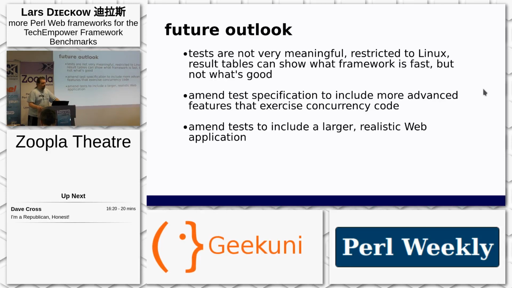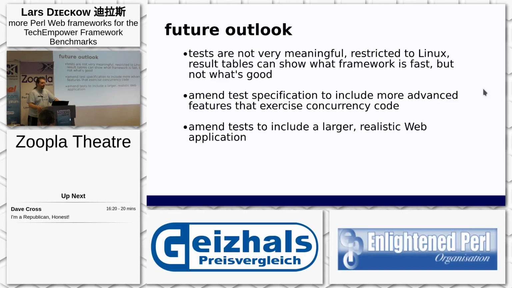Now, of course, the downside, these tests are not actually very meaningful, because it is restricted to Linux, and the point of all these different web servers is, of course, that they behave differently on different operating systems and environments. There are some that perform better on Windows, for example. And these result tables can only show which framework is fast, but not what's good, because that's quite a difficult question to answer.